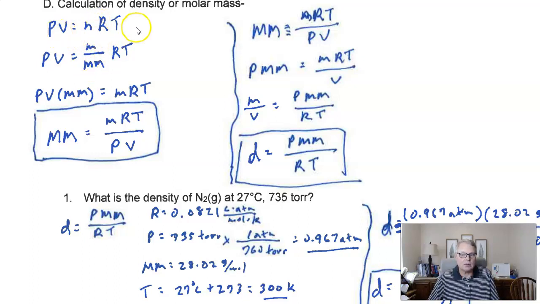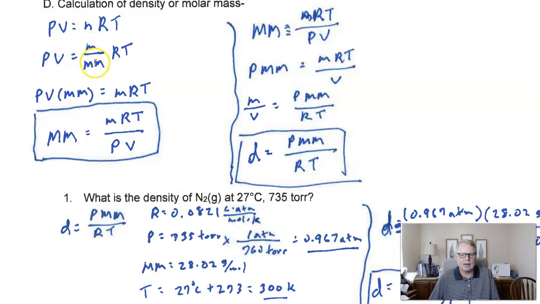So I'm going to take this equation and I'm going to replace this n with m, which will be our mass, over MM, which will be our molar mass. And I get this: PV equals m over MM times R times T. All right. Well, notice what I've just done here. I've just introduced molar mass into this equation, which is kind of interesting. So tell you what, let's just solve for molar mass and let's see what this thing looks like.